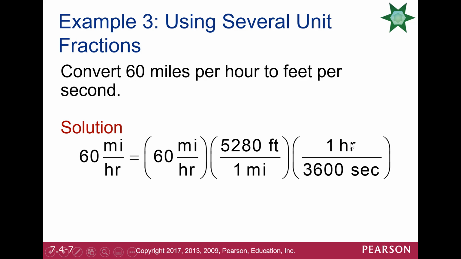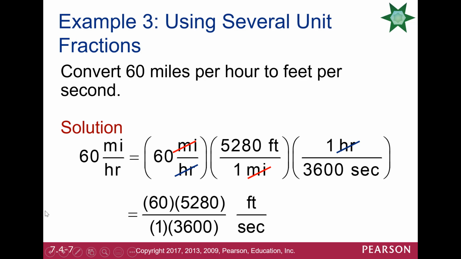And then you got to convert hours to seconds, or hours to minutes, and then minutes to seconds. Kind of combine two things here because 60 minutes in an hour and every minute has 60 seconds, but you could certainly have two separate unit fractions here to make that a little easier. So if you're driving 60 miles an hour, that's 88 feet per second that your car is moving.